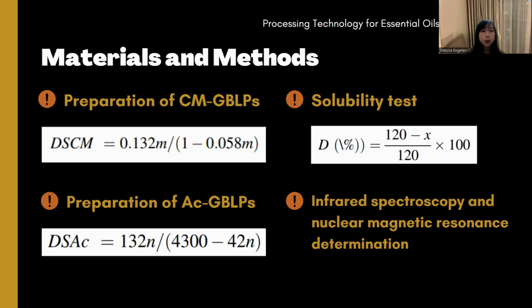And then another 120 milligrams of polysaccharide sample were taken in a 10 milliliter centrifuge tube, and 4 milliliters of distilled water was added to dissolve it by ultrasonication at room temperature for 30 minutes. And then the precipitate obtained by centrifugation of the mixture was dried and weighed, and the weight was recorded in grams.